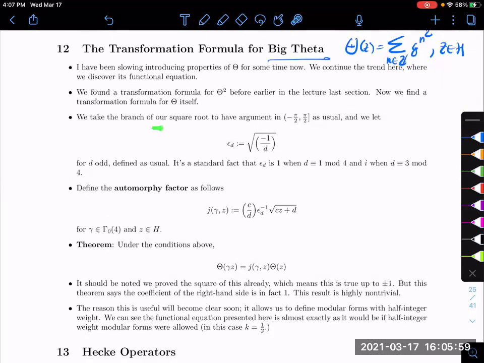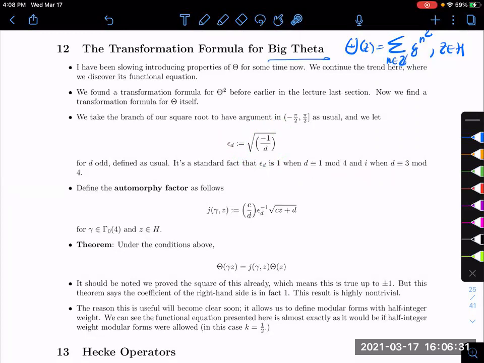So we're going to take a typical square root branch having positive real part, and we're going to let epsilon sub d be the following. It's going to be the square root of the Legendre symbol -1 over d, where d is odd. So the typical Legendre symbol, take the square root. And it's a standard fact from elementary number theory that this is going to be 1 when d is 1 mod 4, and it's going to be i when d is 3 mod 4. So this is known, you can compute this easily.